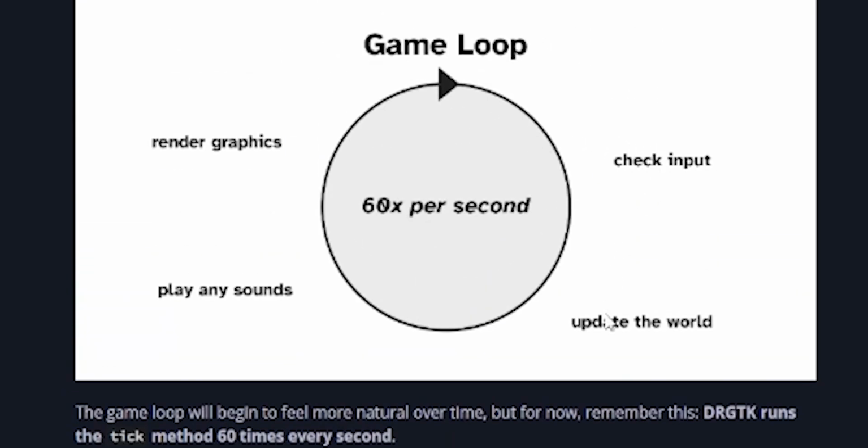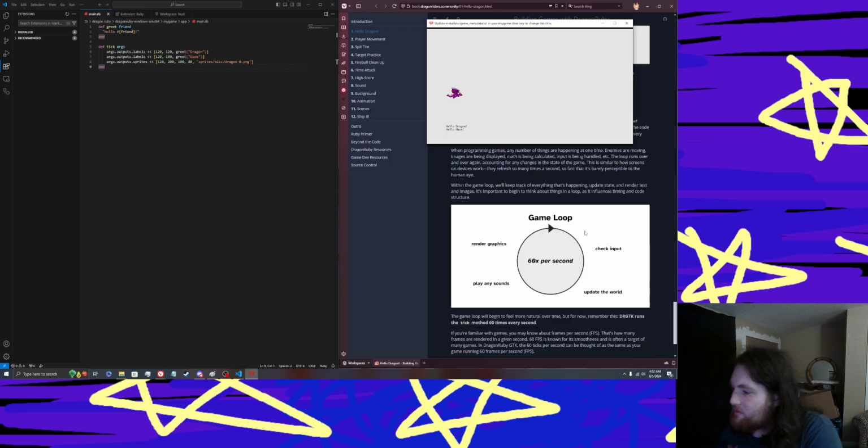Game loop: check inputs, update the world, play any sounds, render the graphics. So basically it goes into this pipeline, which is like a type chart: check input, update world, play any sounds, render graphics, check input, update world. So we just have to keep track of our order.